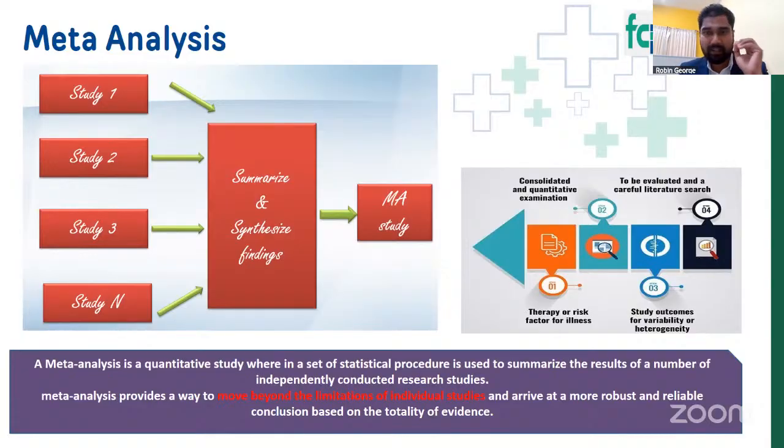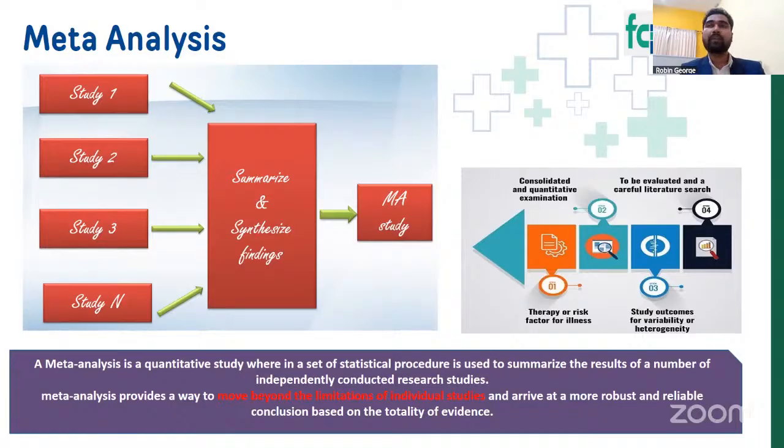We are not conducting a research, but we are statistically and quantitatively evaluating the previously conducted researches on the same title which are independently conducted. Imagine I want to prove that phenytoin will cause Steven-Johnson syndrome. Some study conducted in China, some in Europe, some in India, some in Korea, some in Pakistan. Independently they have conducted, but all the studies are related to epilepsy, phenytoin, and Steven-Johnson syndrome.